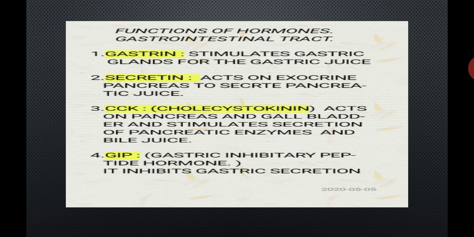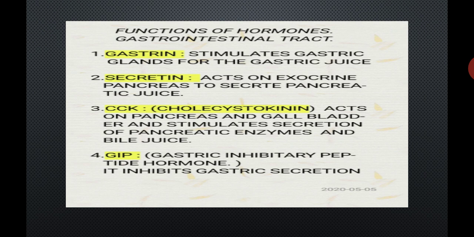Second hormone of the gastrointestinal tract is secretin. This secretin also stimulates, or acts on, the exocrine part of the pancreas. It stimulates the exocrine part of the pancreas, and because of that, the exocrine part of the pancreas starts secreting the pancreatic juice, which is also important for digestion.